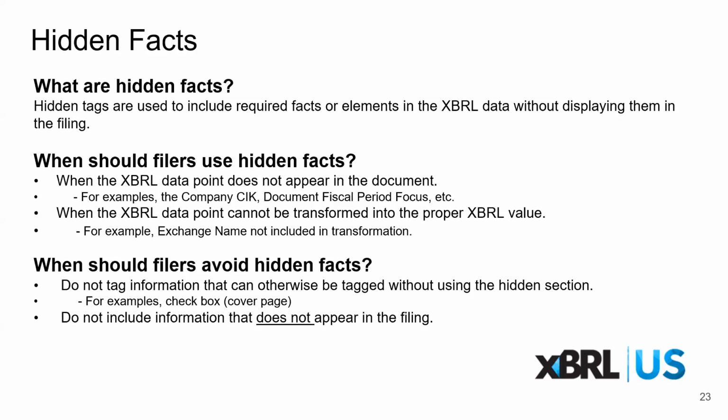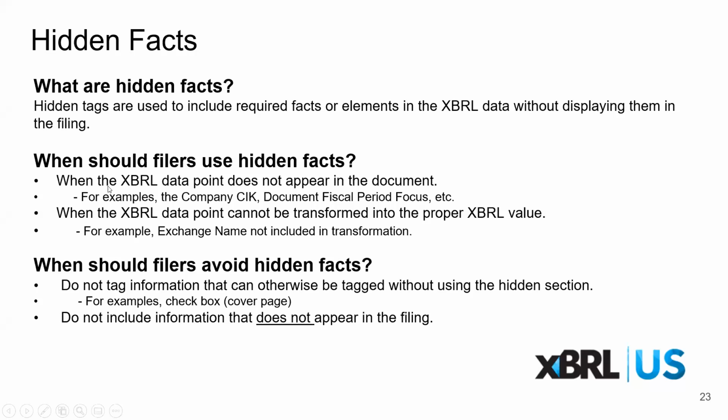So now that we've talked about when to use hidden facts and when filers should avoid using them, do keep in mind that because inline tagging is exactly as the name suggests, all the tagging should be tagged directly in the document. Filers should avoid using hidden facts when the content can be tagged without using the hidden section. And we're going to look at an example of something like that next.